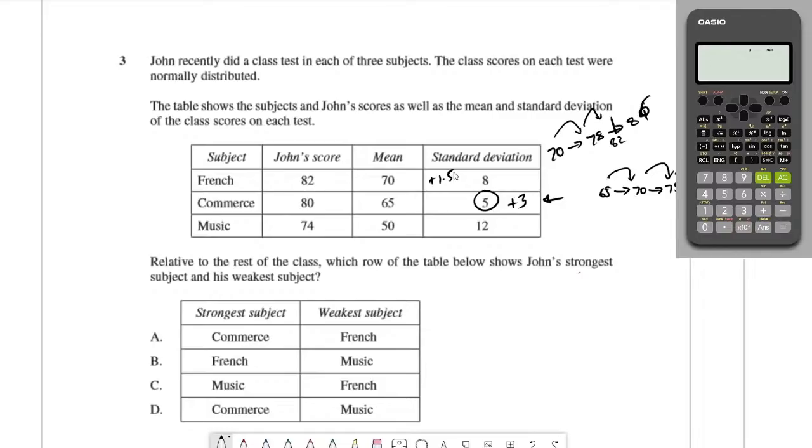So the spread of everyone was quite wide. Whereas in the regard of the commerce, the spread wasn't as much, but he performed much better in that case. And this one here, so we're going by 12, so from 50 to 62, and then to 74, so that one's our plus 2. So that means our commerce is our strongest, so one of these two, and the weakest one is the French, so that gives us A.